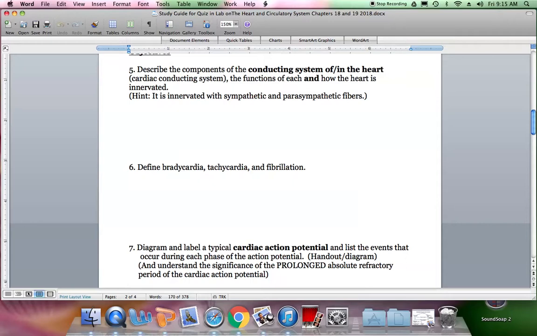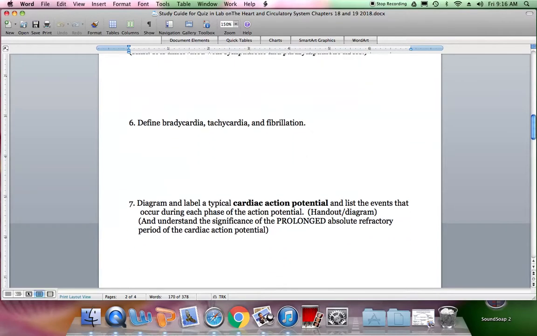Be able to identify the depolarization and the plateau, because remember there's that absolute refractory period of the cardiac action potential due to calcium ions coming into the heart that keeps it depolarized, so that you can't have a tetanic or prolonged contraction of the heart. And then, of course, when it goes back down, we call that repolarization.